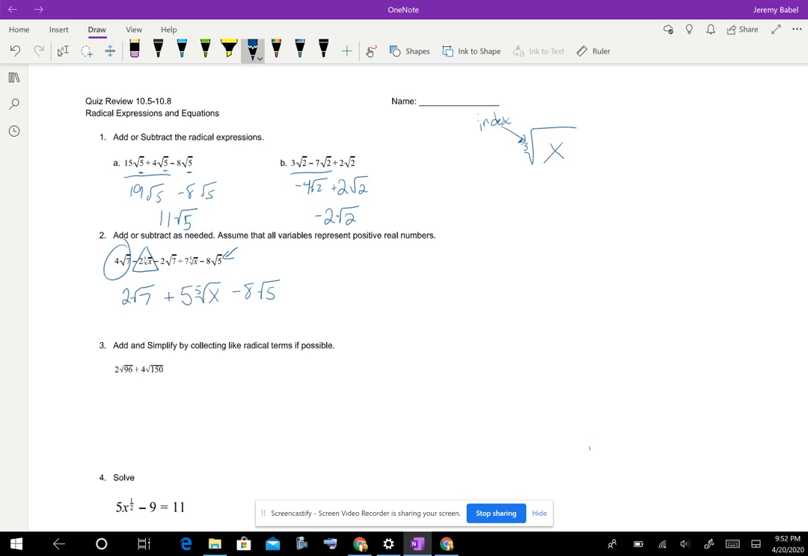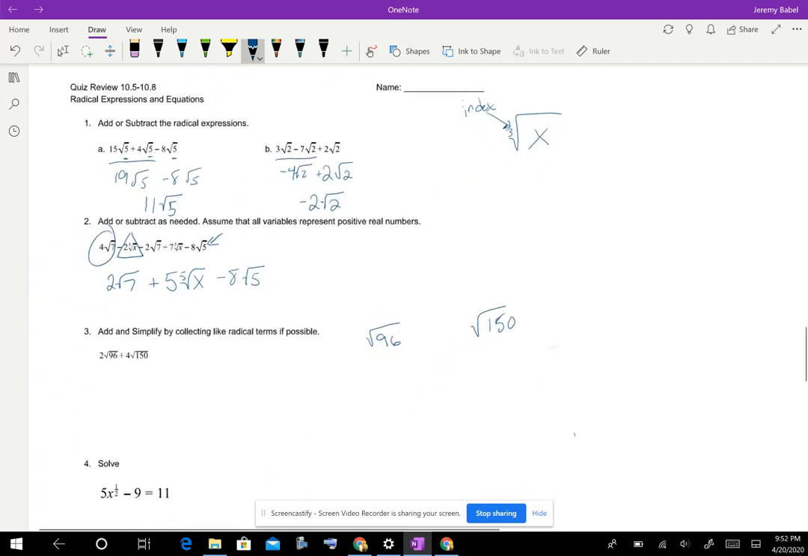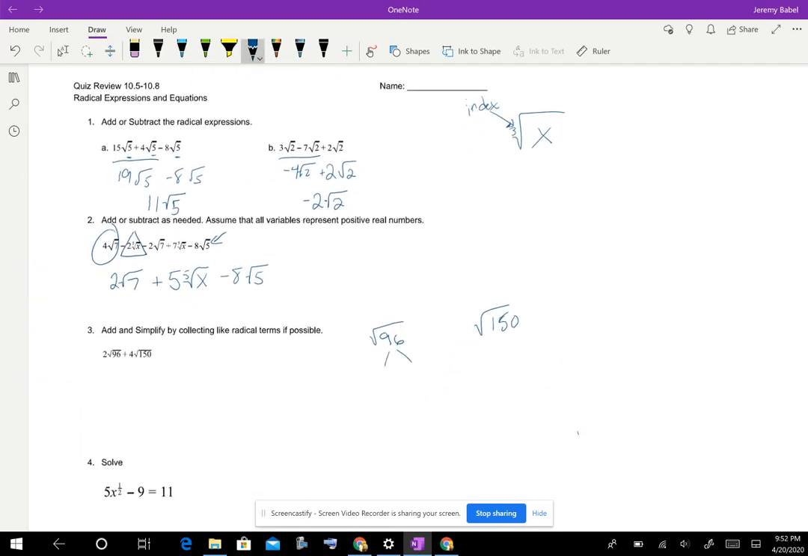Okay, sometimes in order to add or subtract, we have to do some simplifying first. So let's look at, we've got the square root of 96, and we've got the square root of 150. Let's see if there's anything we can do with those. All right, let's see, 96. I know that is 16 times 6. So really we're looking at the square root of 16 times the square root of 6. I know the square root of 16 is 4, so that is 4 root 6. Can't go any further with the 6.